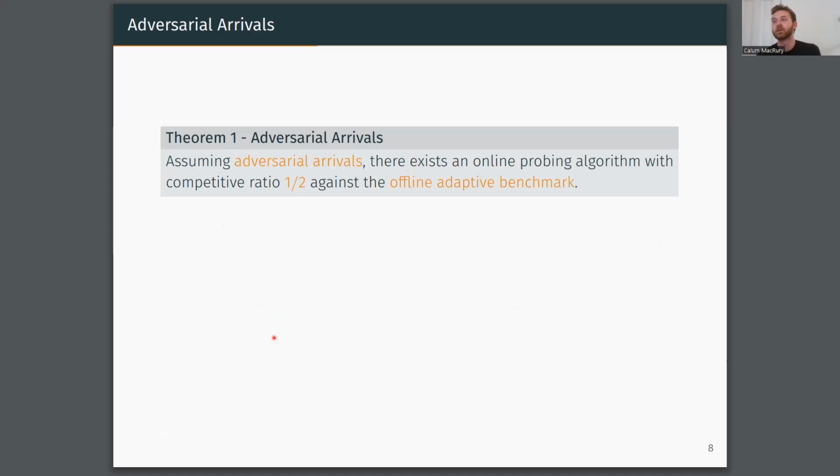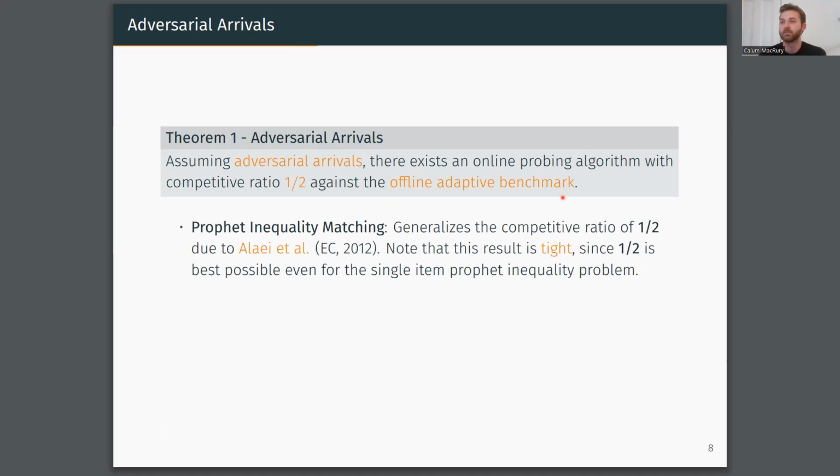So what's our first result? If we work with adversarial arrivals, then we show that there exists an online probing algorithm which gets competitive ratio 1/2 against the offline adaptive benchmark. How does this relate to other results? It generalizes the competitive ratio of 1/2 due to Alaei et al., from probably 10 years ago or so now. We know that this result is tight because 1/2 is tight for just the single item prophet inequality problem.